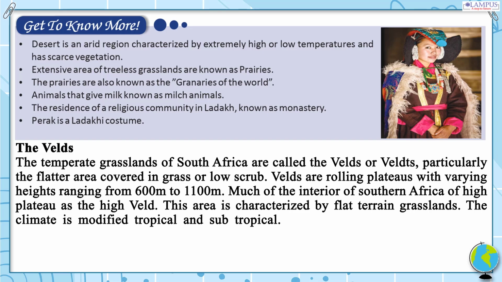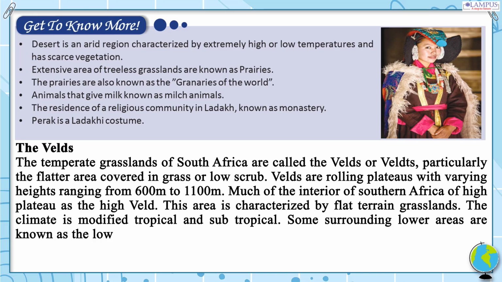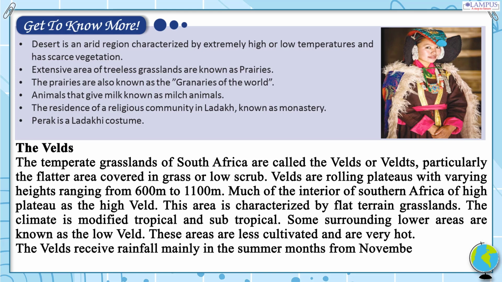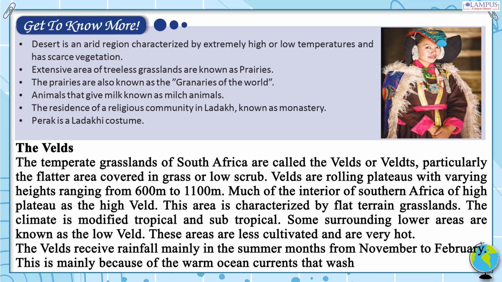The climate is modified tropical and subtropical. Some surrounding lower areas are known as the low veld. These areas are less cultivated and are very hot. The velds receive rainfall mainly in the summer months from November to February. This is mainly because of the warm ocean currents that wash the shores of the velds.